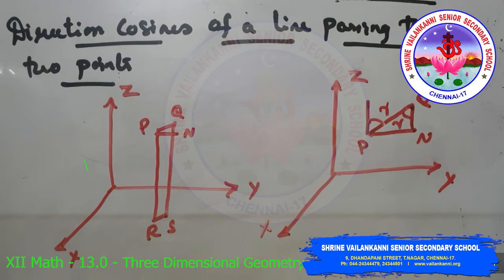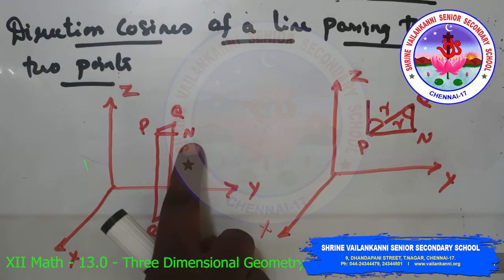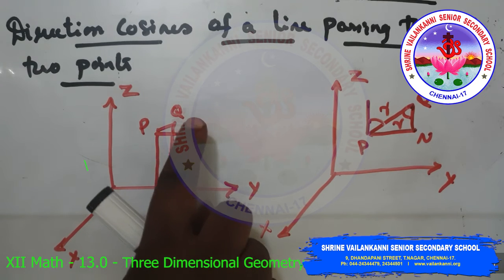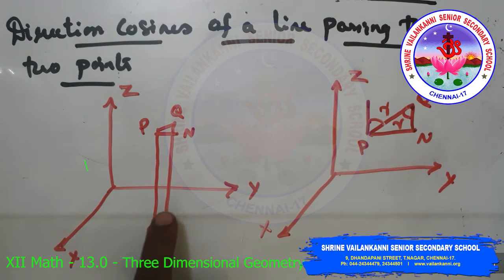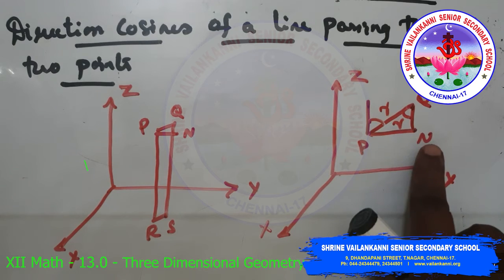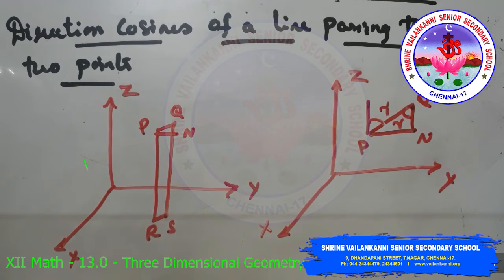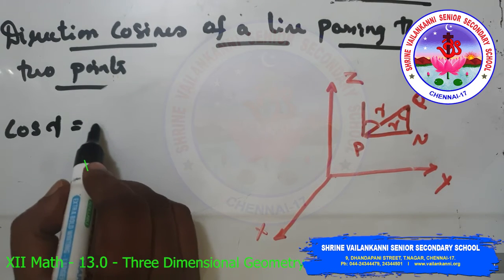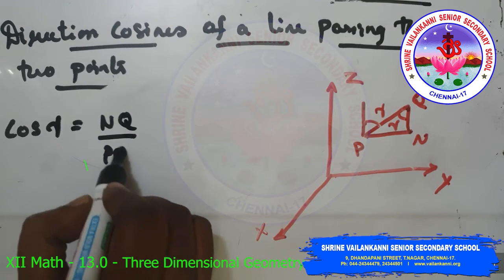Draw perpendiculars from P and Q to the xy plane to meet at R and S. Draw a perpendicular from P to QS, to meet at N. So draw a perpendicular PN to the line QS. Now in the right angle triangle PNQ, angle PQN is equal to gamma. Therefore, cos gamma is equal to NQ by PQ.